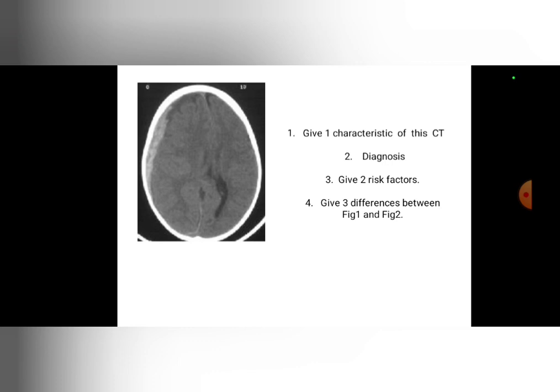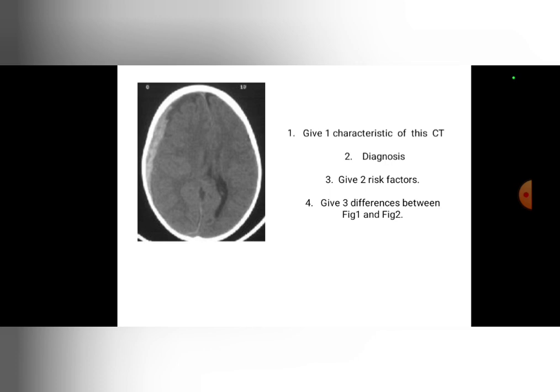So that's what you can see as your characteristic: a crescent shape hyperdensity spanning the frontotemporal and parietal aspects of the head. So what's the diagnosis? It's an acute subdural hematoma. You can just say subdural hematoma if you don't want to say acute, because it's also isodense. So just say subdural hematoma.